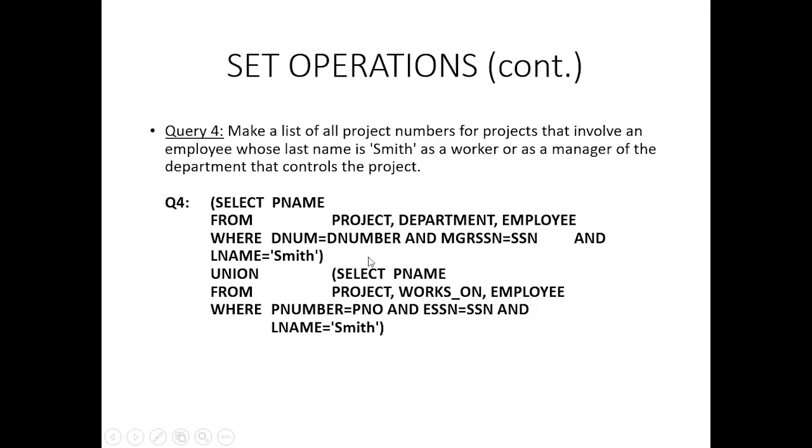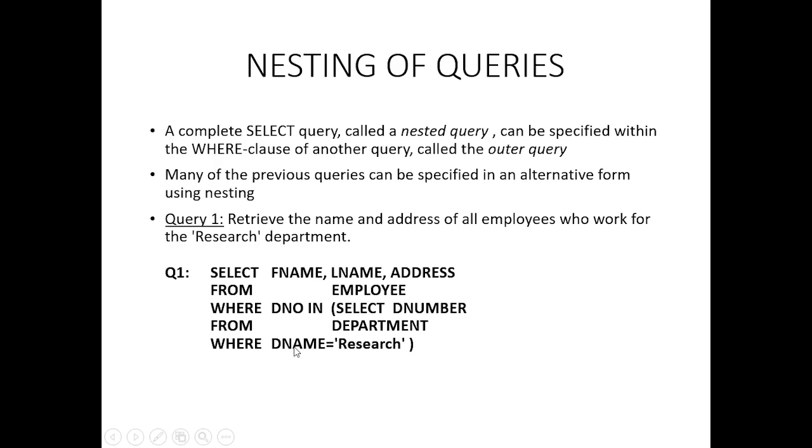So we'll take two sets. One is where Smith is a manager, another one is where Smith is a normal employee, the worker, and we'll be combining these two. This will perform the union operation on these two.